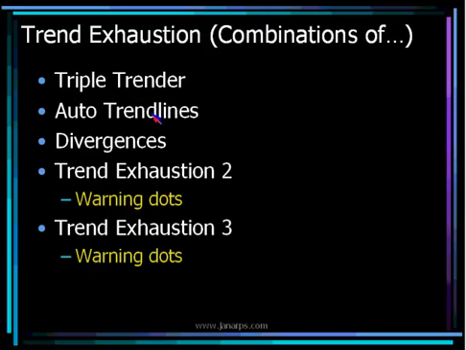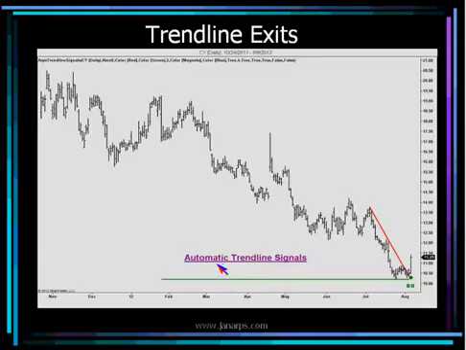We're also going to show how we use trend lines to identify trend exhaustion. And for me, one of the most important ways of identifying trend exhaustion is divergences. And then we're going to talk about the trend exhaustion 2 tool and the trend exhaustion 3 tool. And these tools also have these cool warning dots that alert us that some of the conditions are lining up for trend exhaustion before we actually see the trend exhaustion condition.